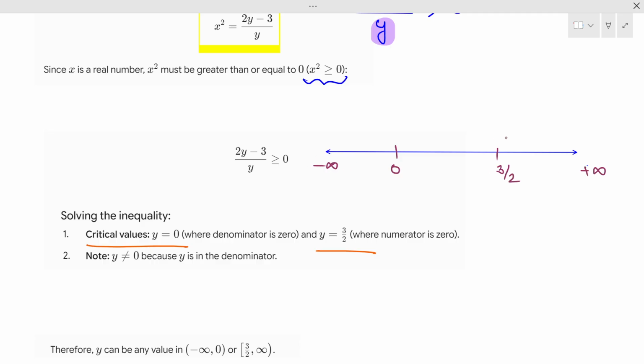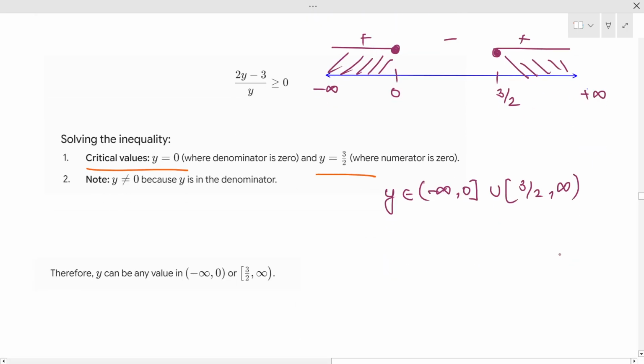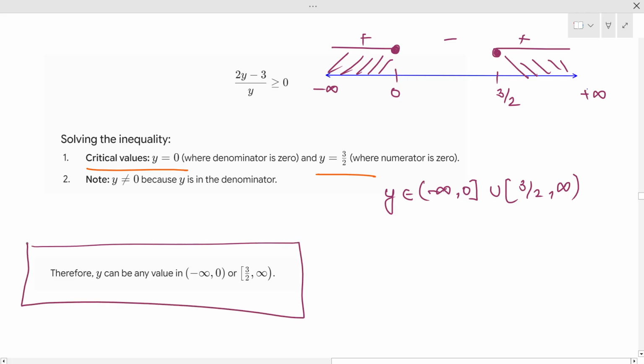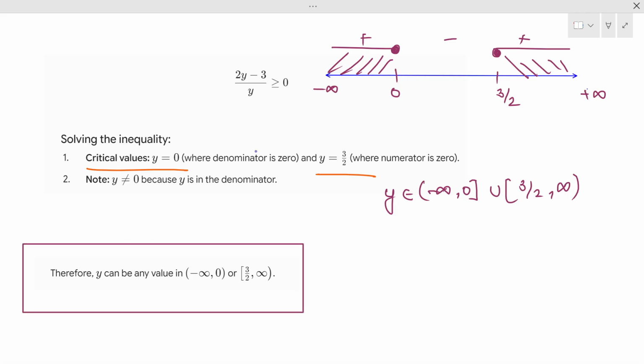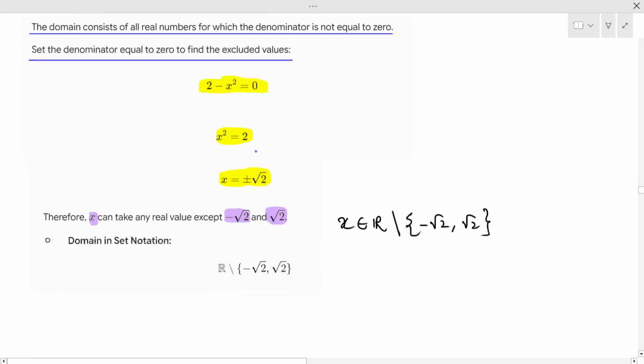But we want the positive values, right? So it is greater than or equal to, we will circle it. So plus, minus, plus, so y can take any values from minus infinity to 0 union 3/2 to infinity, right? So this is the range of f(x). I believe this is clear. So using the concept of domain and range, we can easily find out for any type of problems, right?